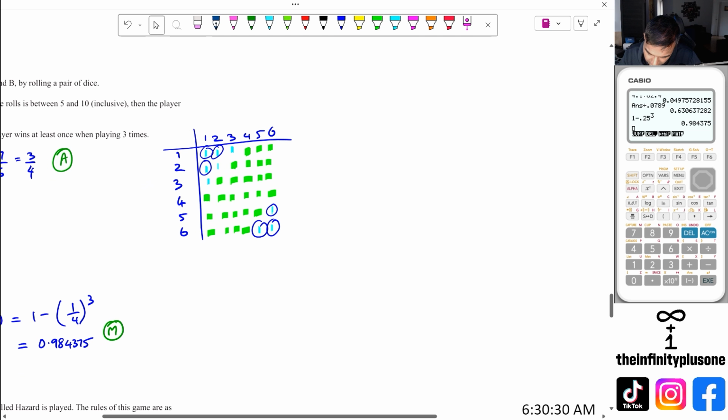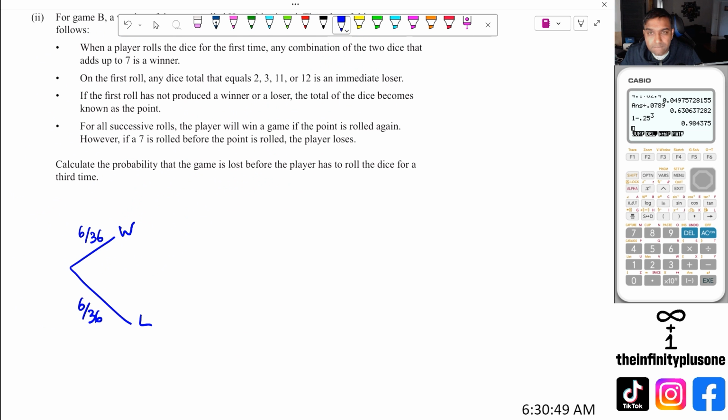Okay, so that's going to be 6 as well. Yep. And then if the first roll has not produced a winner or a loser, the total of the dice becomes known as a point. So to get a point, that's going to be 24 out of 36. All right, for all successive rolls, the player will win a game if a point is rolled again. However, if a 7 is rolled before the point is rolled, the player loses.